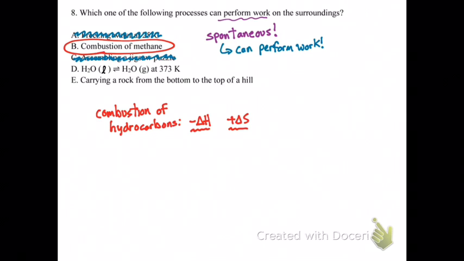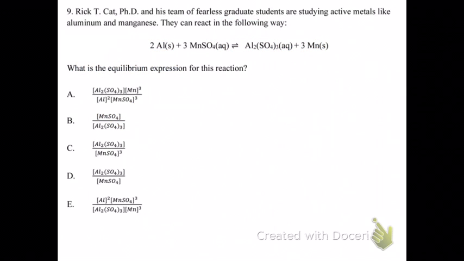The next one is boiling water at 373 Kelvin. So this is the boiling point. Well, technically the boiling point is 373.15 Kelvin. But we're at the boiling point here, which means this process is non-spontaneous in either direction. It's an equilibrium process. So we're going to eliminate this choice. And then finally, carrying a rock from the bottom to the top of a hill. No, that's just doing labor. So no, not so much. Only choice B.